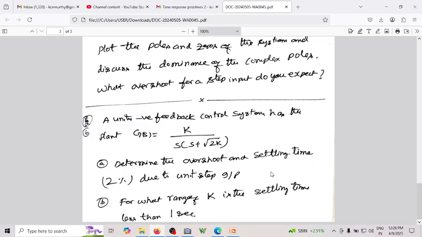So now what is this? You have a feedback system whose G of s is given by K over s into s plus root of K, and you have the negative unity feedback. What are you asked to find? You are asked to find Mp and Ts of 2%, and what is the value of K so that Ts is 1 second.